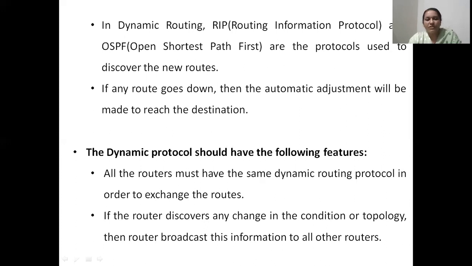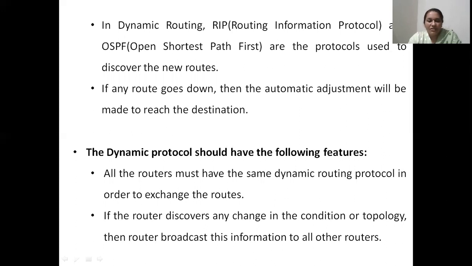Two main features which the dynamic protocol should possess are, first, all the routers must have the same dynamic routing protocol in order to exchange the route. On a network, one router exchanges the route information with another router. Hence, in order to understand each other's communication, all these routers have to use the same dynamic routing protocol. Like if one is using RIP, the other should also use RIP. If one is using OSPF, then the other should also use OSPF.